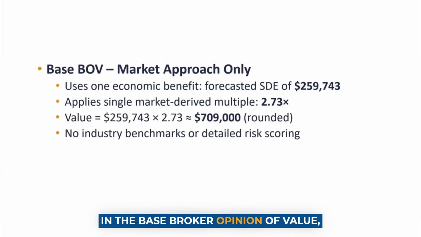In the base broker opinion of value, we use the market approach. We applied 100% weight to SDE. We had that SDE of 259,000, and we applied the multiple of 2.73, and that gave us a rounded value of $709,000. Now, that value is not based on industry benchmarks or a detailed sense of risk to inform our judgment, okay? That's a key difference there.